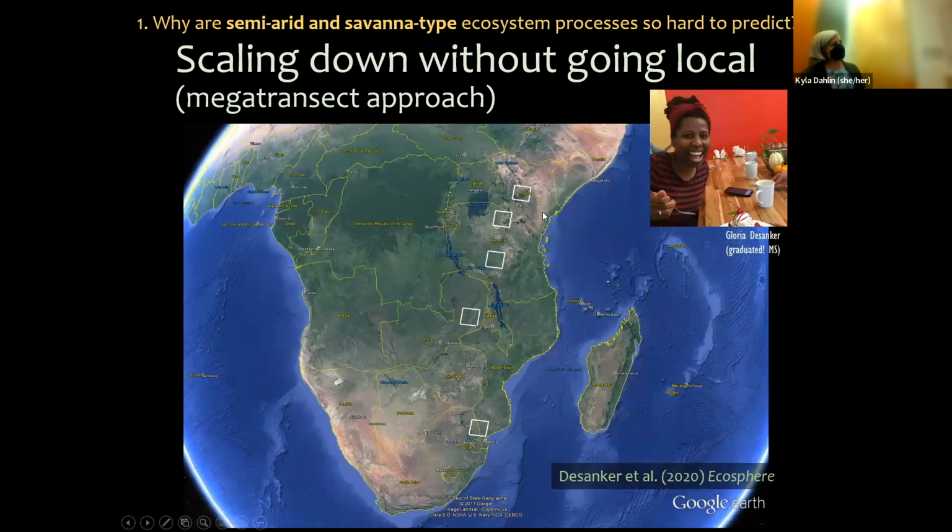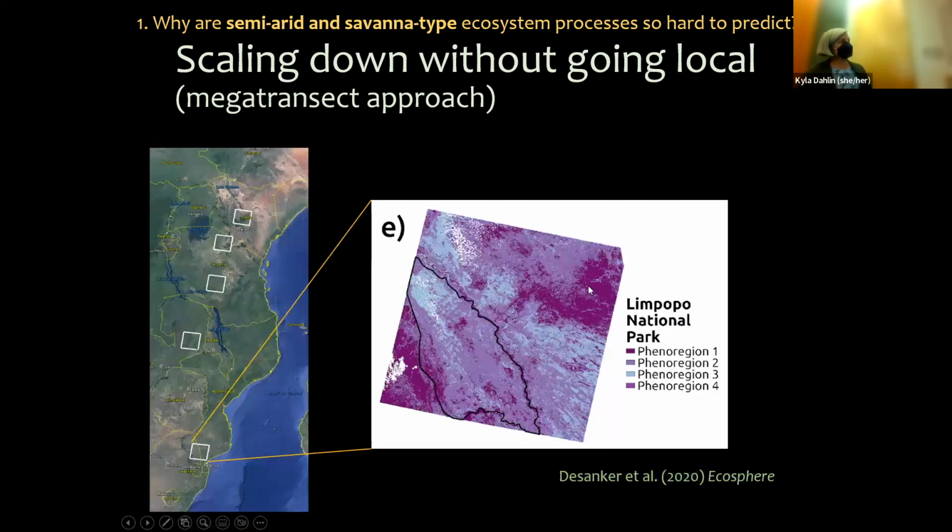These are Landsat scenes across this East African, I keep calling it a megatransect, to look at what we call phenoregions. The idea here is, if you're familiar with remote sensing, which maybe some of you are, a lot of times what we do is we take our data and run it through some sort of clustering algorithm to then map vegetation types.